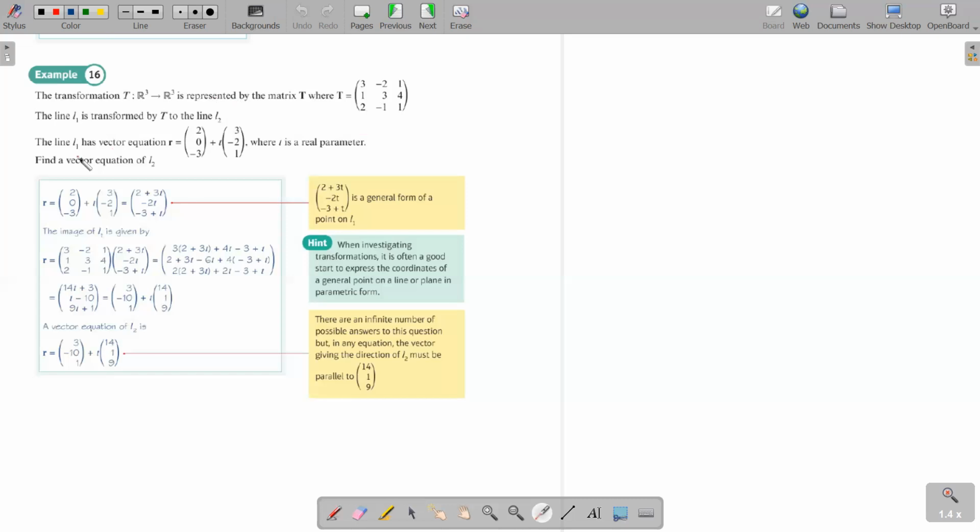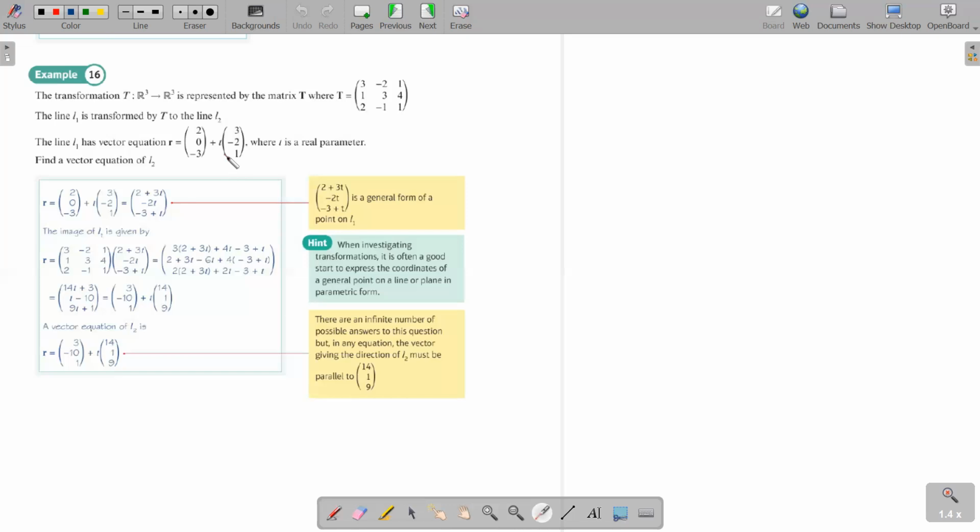Are you with me? The line L1 has vector equation r = (2, 0, -3) + p(3, -2, 1). I think all of you are now quite familiar with this format. What is this format? r = a + pb. a is the position vector on the line, b is the direction vector on the line, right? So this is your object line. What are they asking you to do? They are asking you to find the image line.